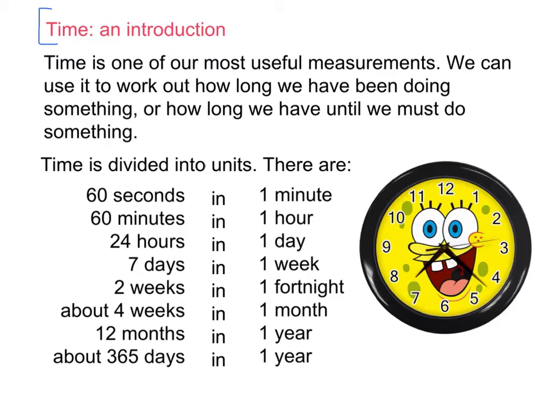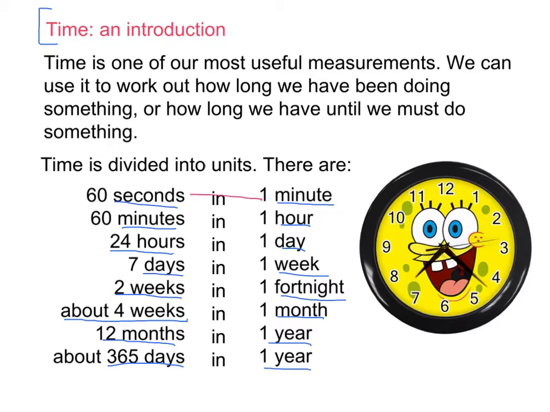So there is 60 seconds in 1 minute, 60 minutes in 1 hour, 24 hours in 1 day, 7 days in 1 week, 2 weeks in a fortnight, about 4 weeks in 1 month. Depending on the month, there's usually a few days less or a few days more. 12 months in 1 year, and about 365 days, depending on if it's a leap year or not, in 1 year. So you'll notice, guys, that our units have gone up.